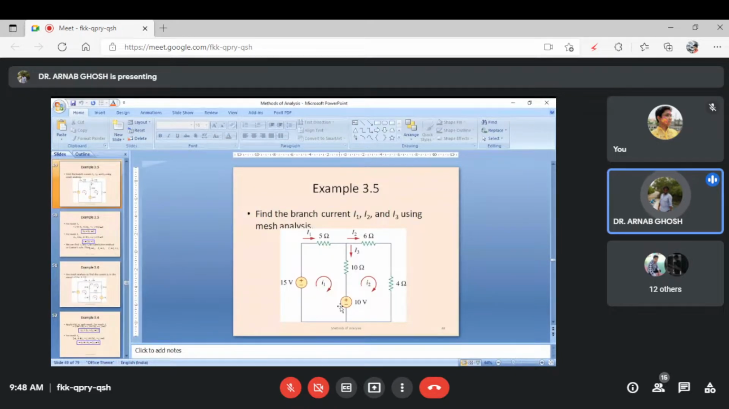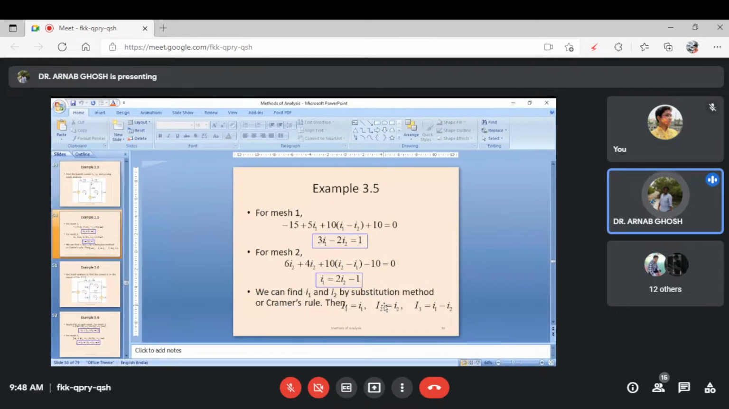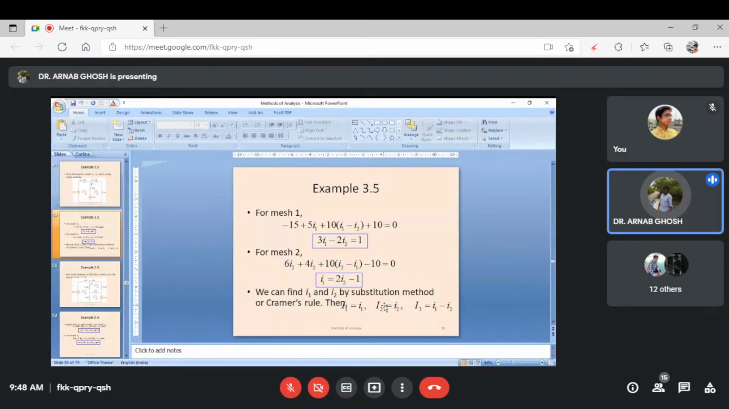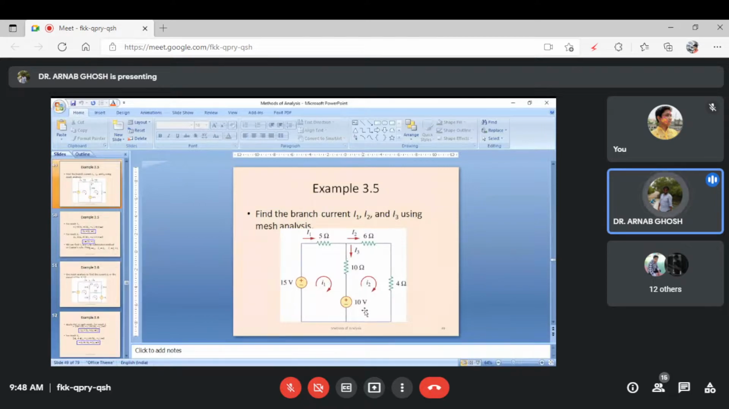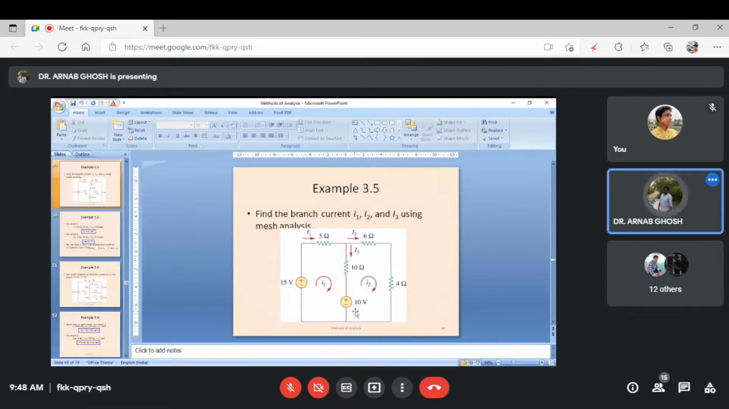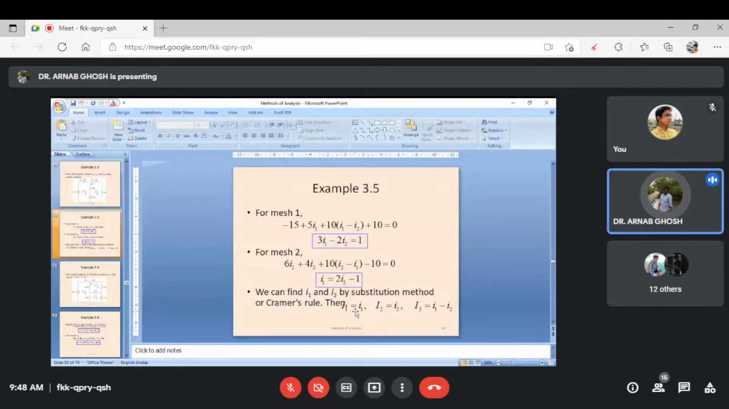So this plus 10 volt is placed here. Okay, so you are having an additional voltage source here. This is for loop 1: minus 15 plus 5 small I1 plus 10 into (small I1 minus I2) plus 10. Okay, and for loop 2 it will be 6 into I2 plus 4 into I2 minus 10 plus 10 into (I2 minus I1). So this is your mesh 2.